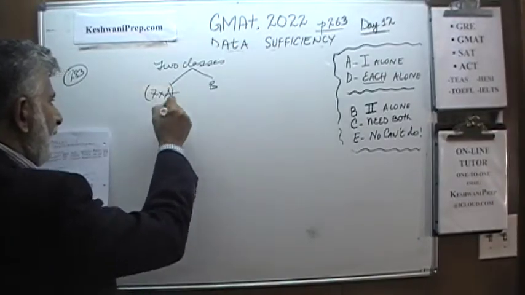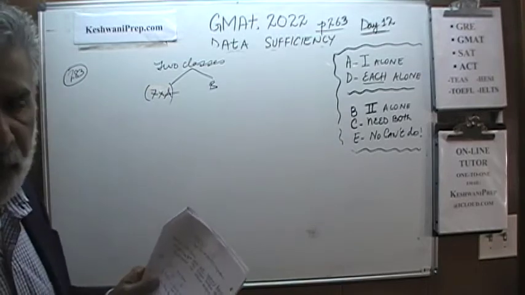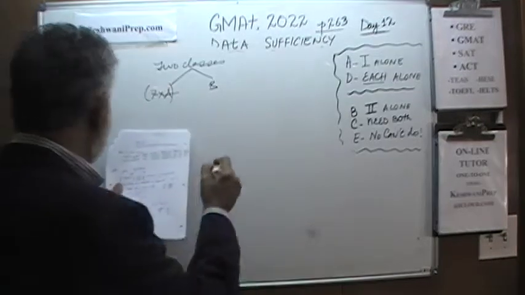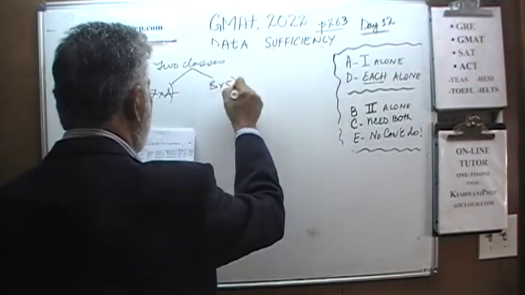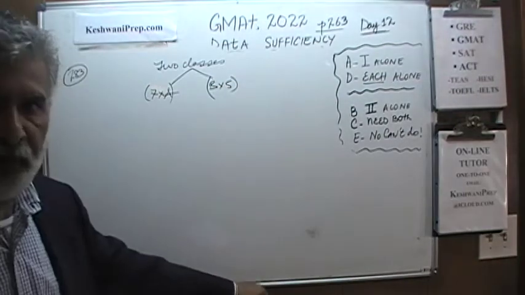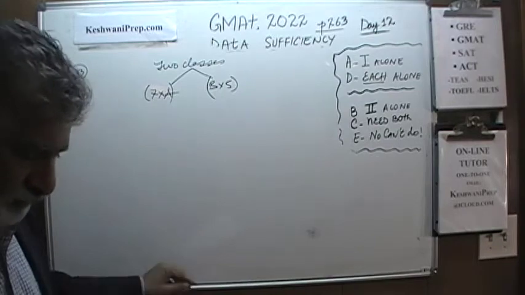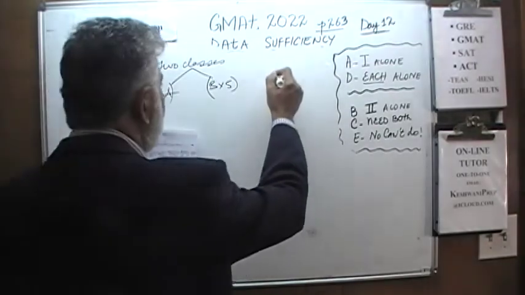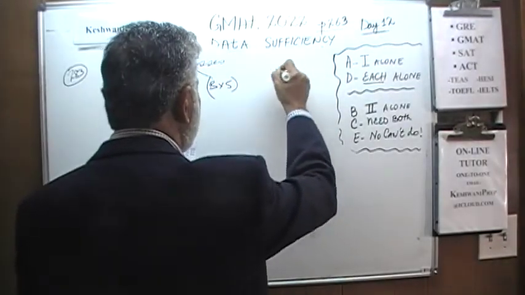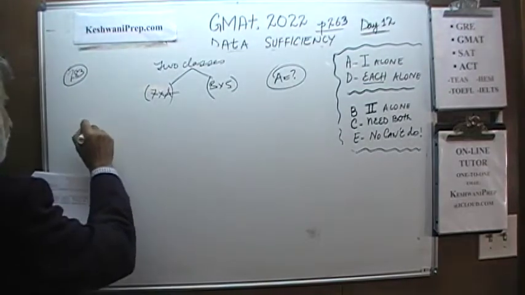So 7 times A is the number of assignments that was turned in class A. And in class B, we are told that each student turns in 5 assignments. A and B represent the number of students in the two classes, as you understand. What we want to find out is how many students there are in class A. That's the question. Let's see what they give us.